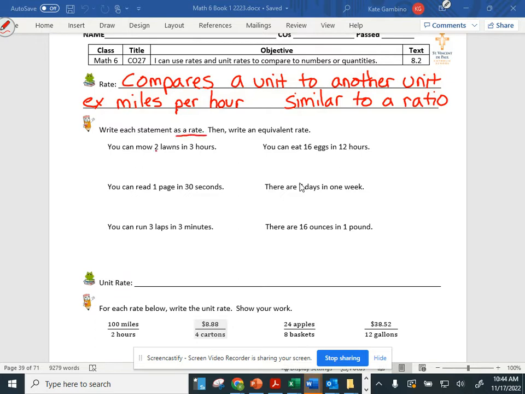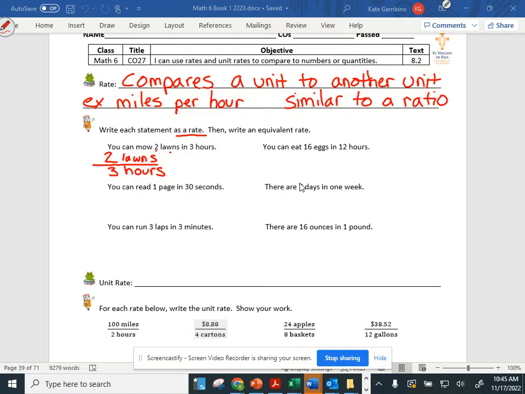You can mow 2 lawns in 3 hours. So you can mow 2 lawns. Put it as that fraction. Think about how the ratio we could put as a fraction. What am I going to put on the bottom? 3 hours. I can do 2 lawns for every 3 hours. So that would be my rate. 2 lawns every 3 hours. So we could say that word per. 2 lawns per 3 hours. So if I have 3 hours of time, I know I can get 2 lawns mowed.